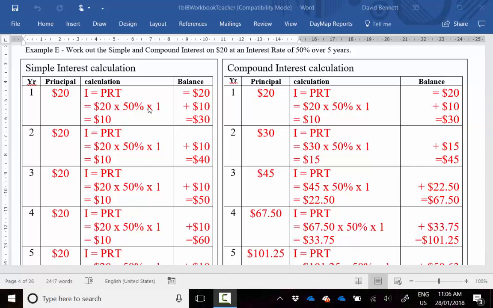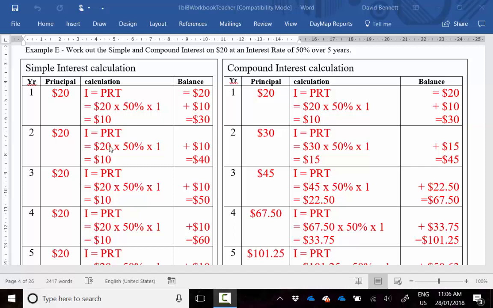Now, this is based on $20 being put in the bank with 50% interest. So we're working out the simple interest. 50% means you're going to get $10 interest every year. For year number one, you've got your principal, which is $20, and then your interest, which is $10. So you add that on, you're going to get $30.